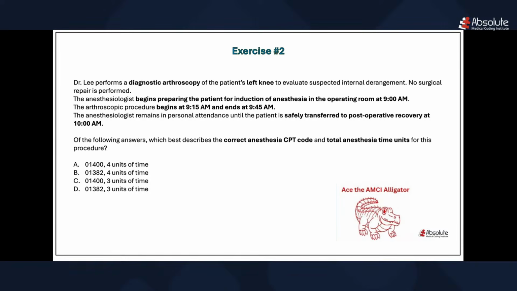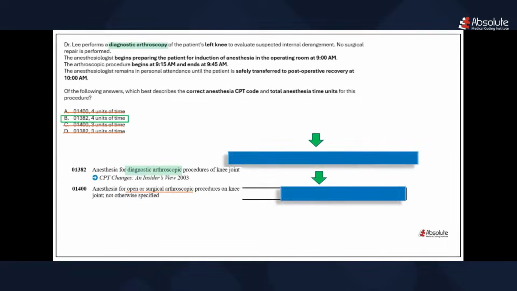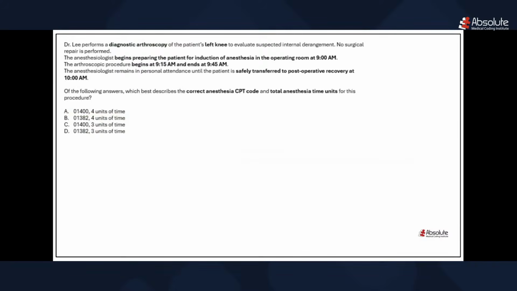Yes, you all are on fire. I thought this might be a little bit difficult as I didn't tell you how to calculate the anesthesia units. Okay, let's go ahead and I'm going to tell you how you calculate the anesthesia units.